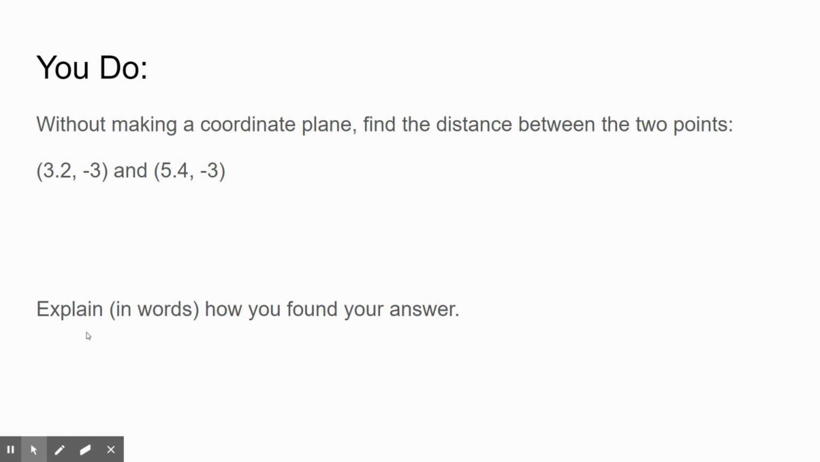Next, I want you to try this problem. And I want you to do this without making a coordinate plane. You're going to find the distance between the 2 points (3.2, -3) and (5.4, -3). Think about, are they in the same quadrant? Are they in different quadrants? Should you add or subtract the absolute values of either the x or y values? What do you need to do here? Explain in words how you found your answer.